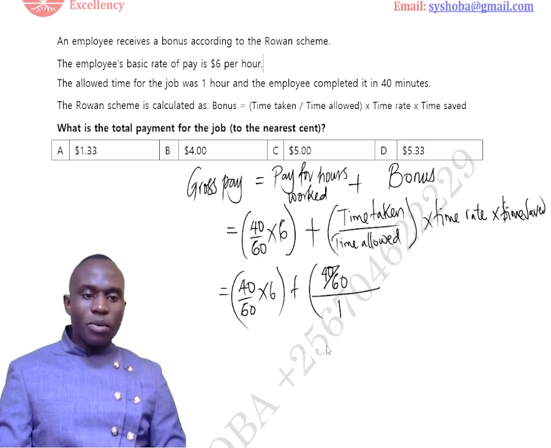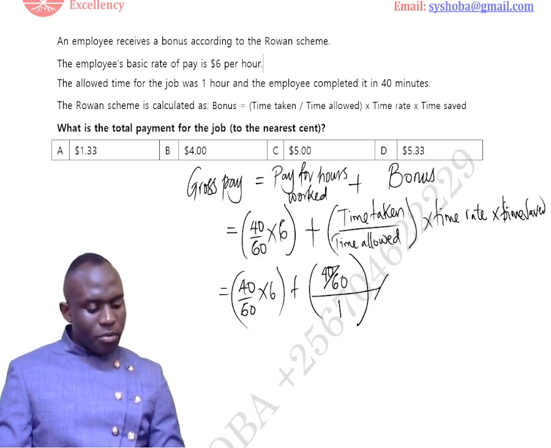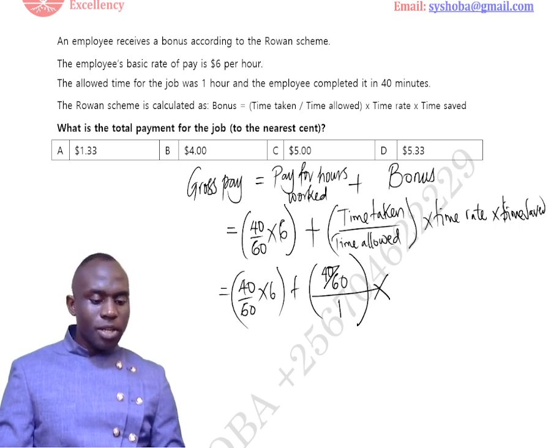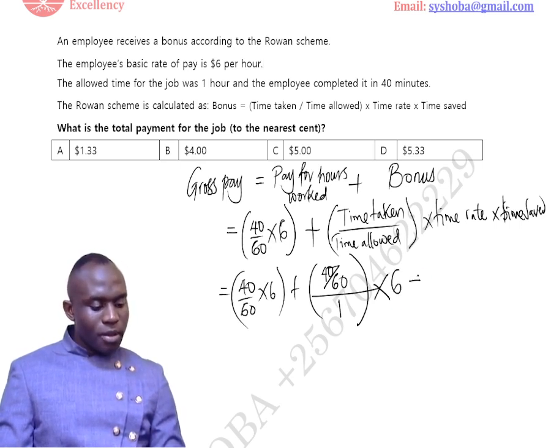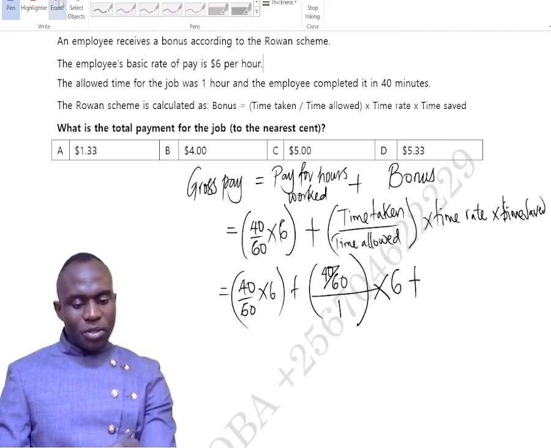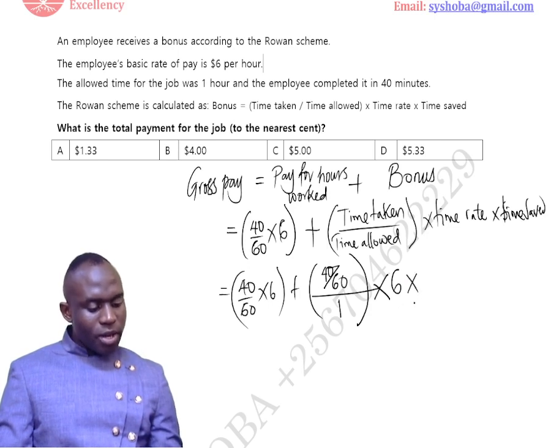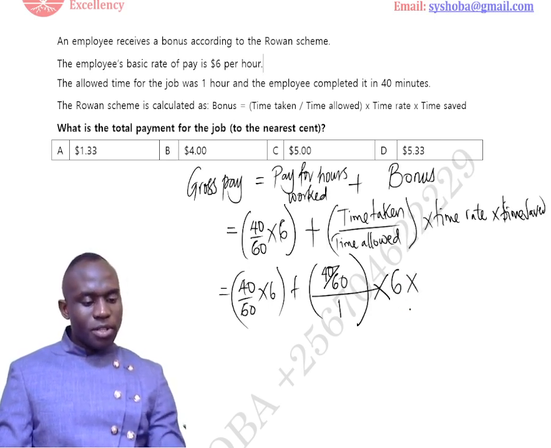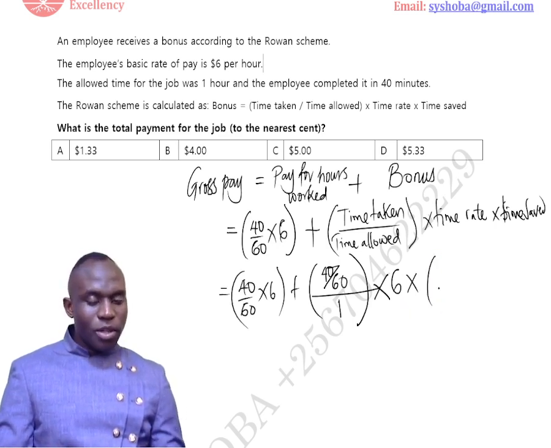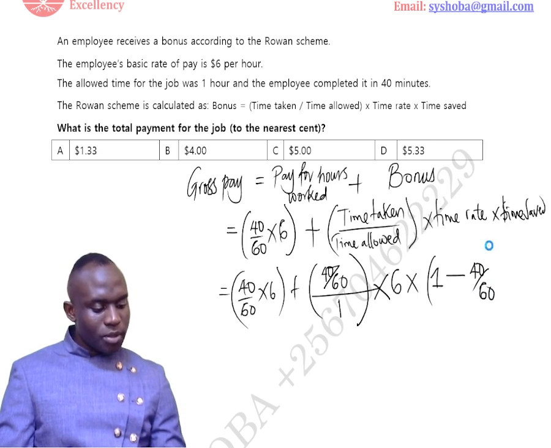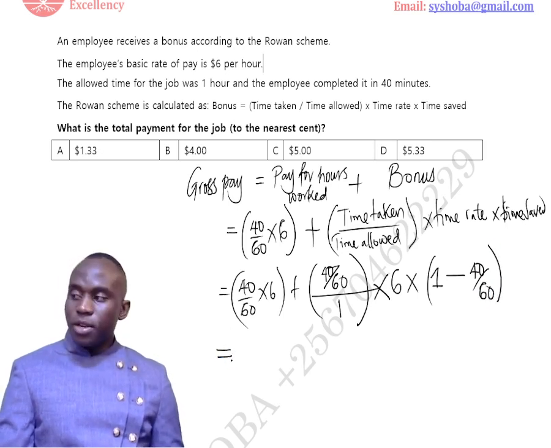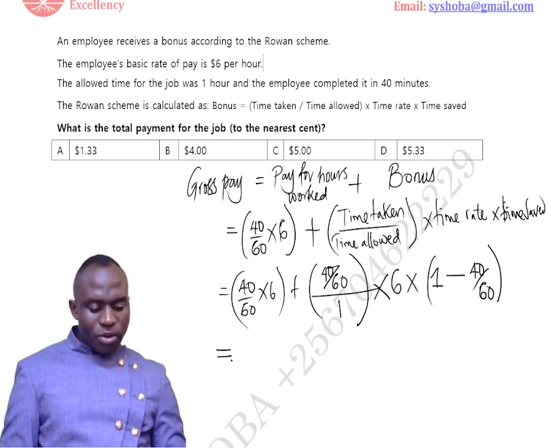So time allowed is 1 hour, then times the time rate. Time rate is the payment per hour, which is 6, then times the time saved, and time saved is expected minus actual time taken. So the guy is expected to take 1 hour, but he actually took 40 minutes, so it is 40 out of 60. Now you can just put that in the calculator and you get your answer.